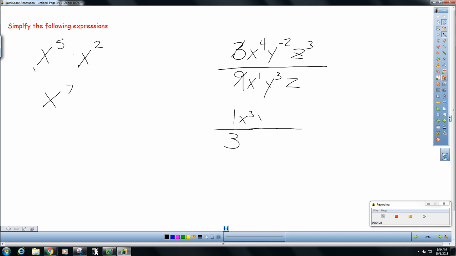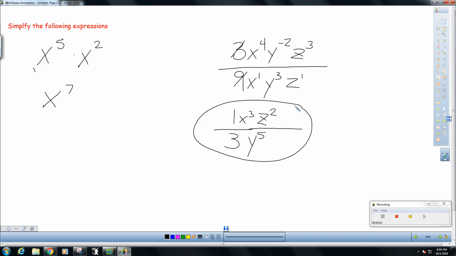We're going to write y to the positive 5th on the bottom. If you put y to the negative 5th on top, I don't even think I'd mark it wrong here. This is also a z to the 1st. So you would subtract 2 minus 1 and you get z to the 2nd. And that is your final answer. It is simplified as much as we can simplify it.